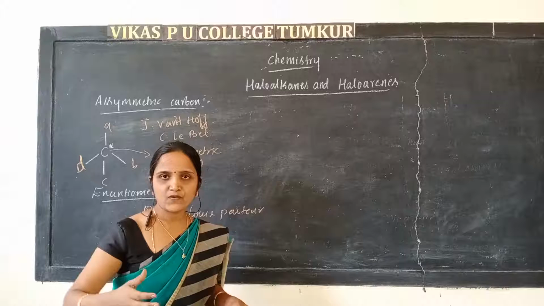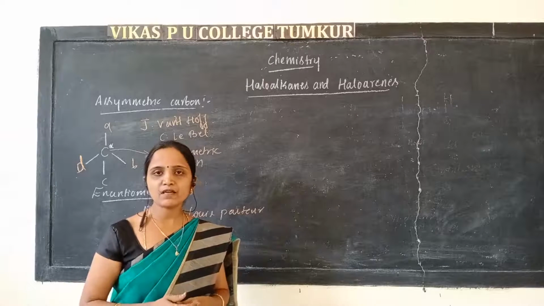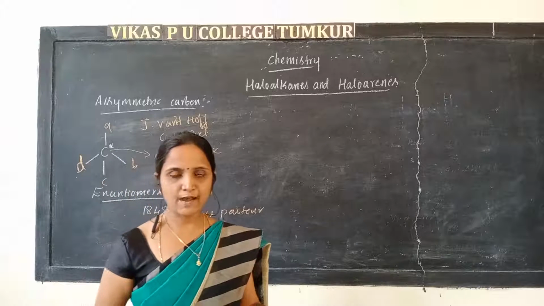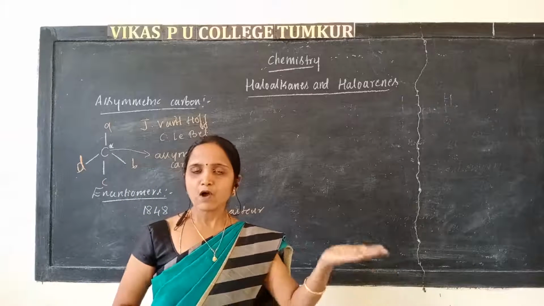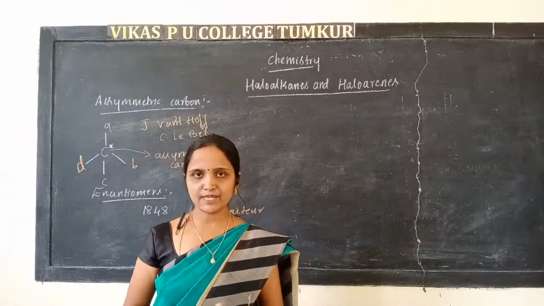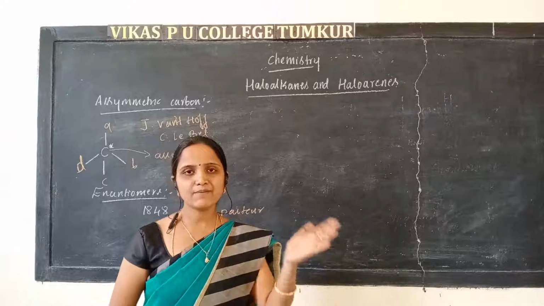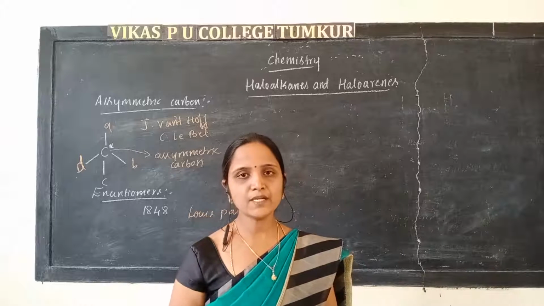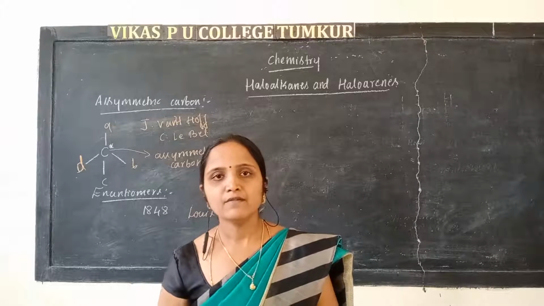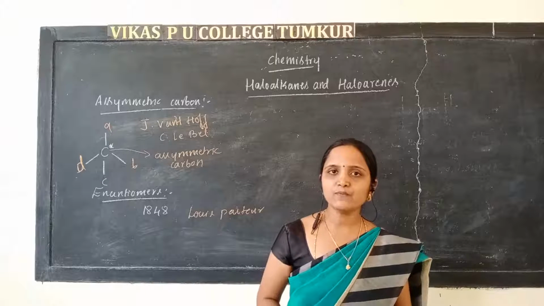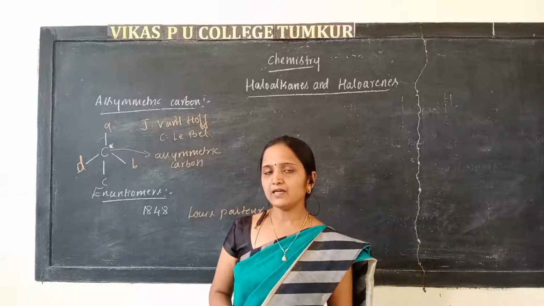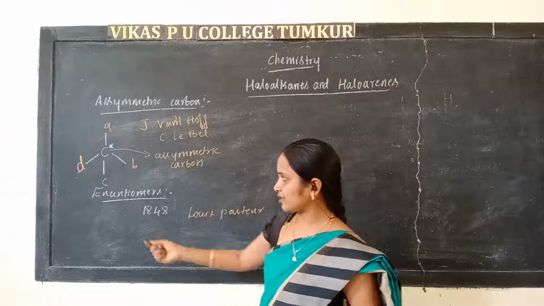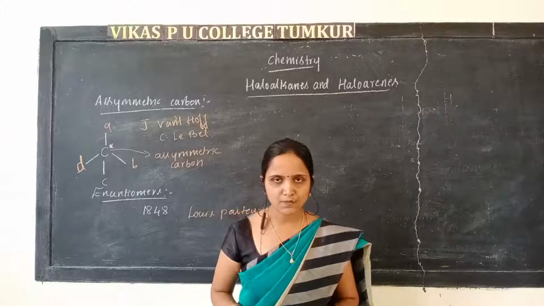Enantiomers means a pair of stereoisomers that are related as object and mirror image, and are non-superimposable. They rotate the plane polarized light but in the opposite direction. That we call enantiomers.